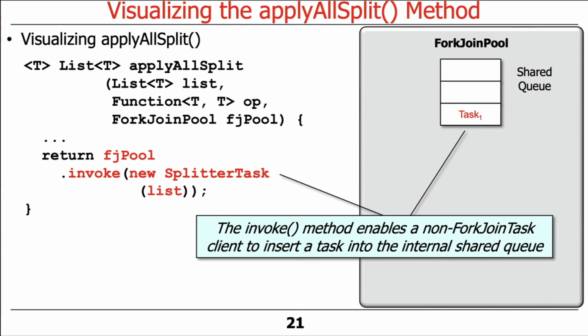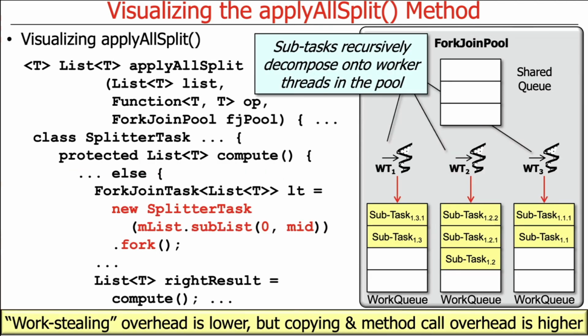Okay, so now let's go ahead and visualize this technique and see what it looks like. As before, this code is what we do to get the non-fork-join task client to insert a task into the fork join pool, which you can see we do by calling invoke, making a new splitter task that covers the whole list initially. At that point, things are very different from what we saw before. The compute method, as we saw, will be splitting stuff up into chunks, and it's going to end up recursively decomposing this stuff into worker threads in the fork join pool.